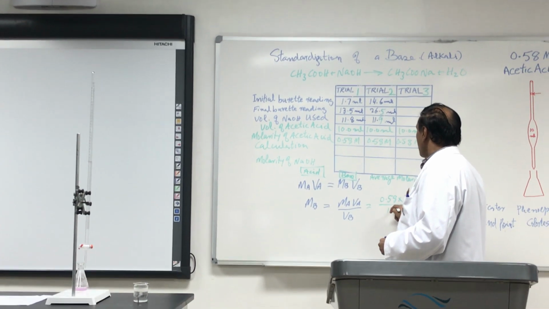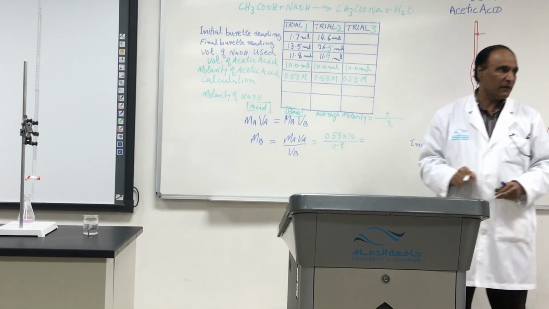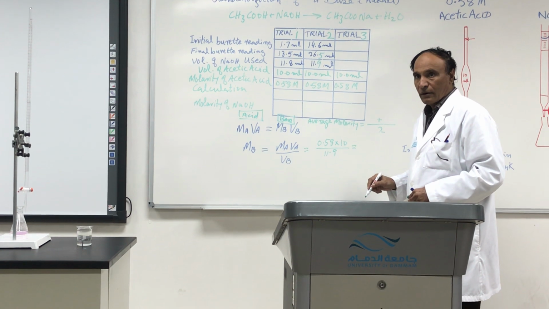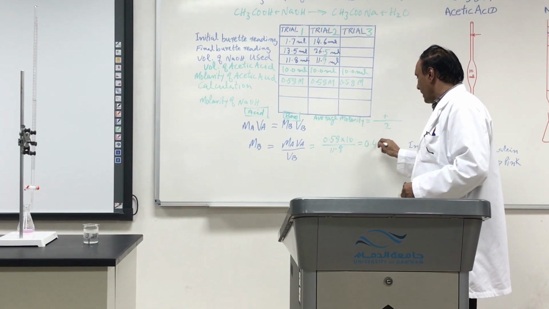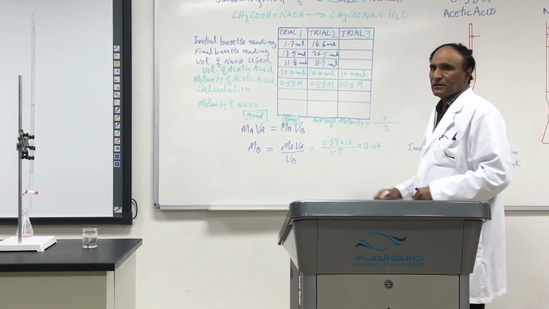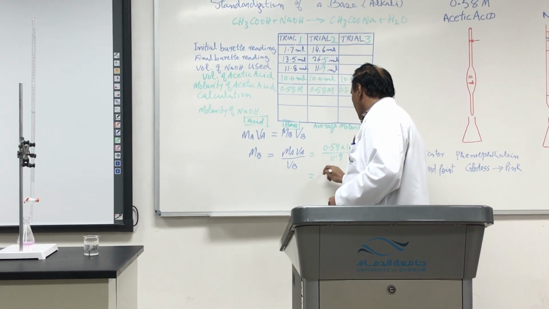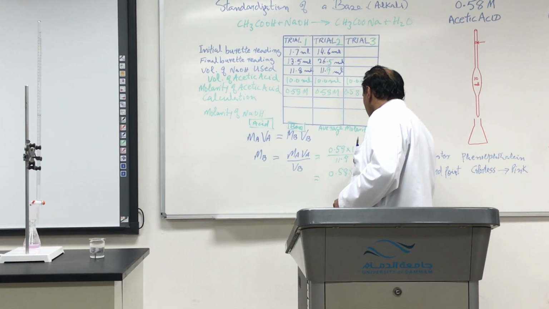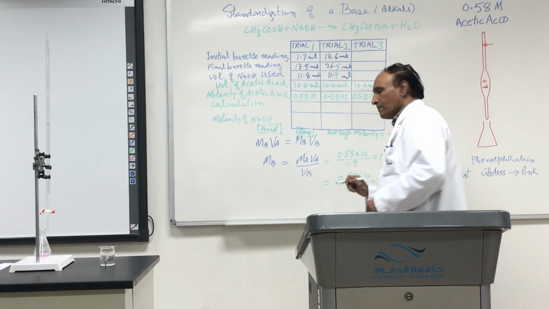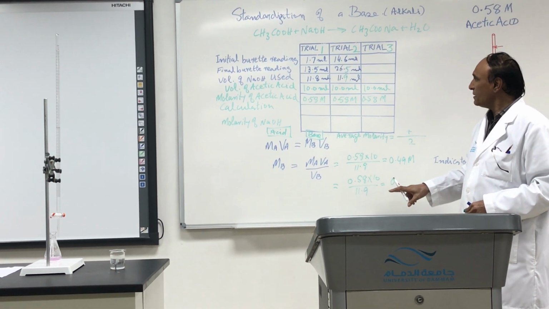the base, which is 11.8. What is the answer? What is the answer, boys? Anybody have a calculator? 0.49. Take 2 digits. Okay, 0.49 molar. And what about the second? 0.58 into 10 over 11.9. What is the answer?